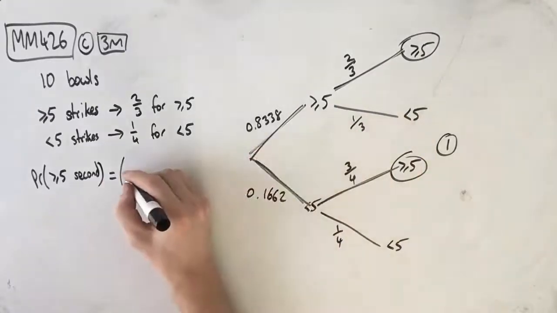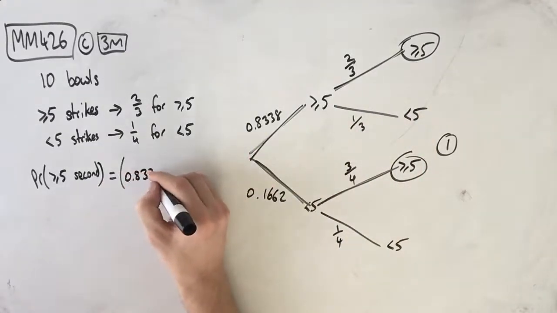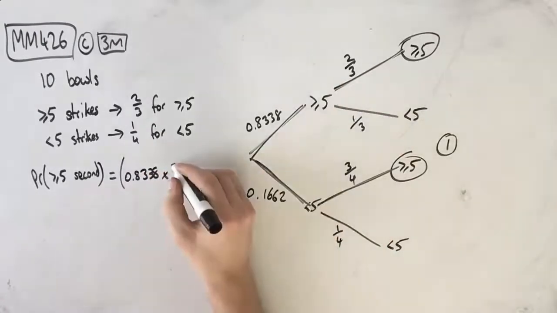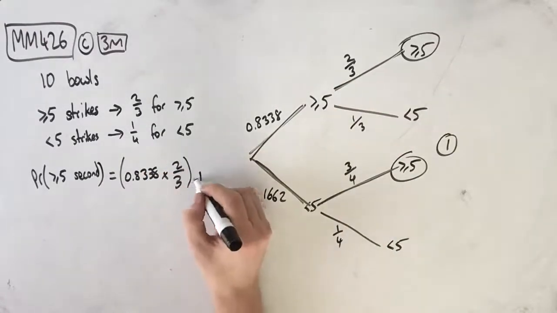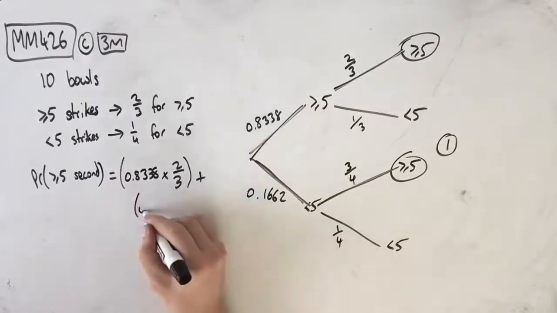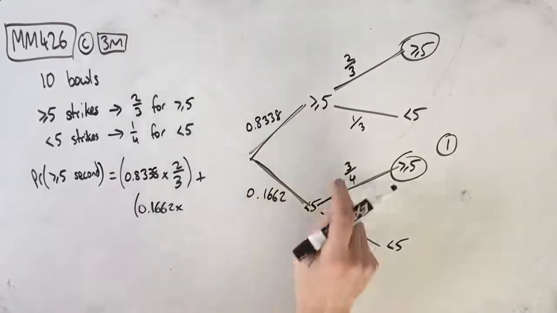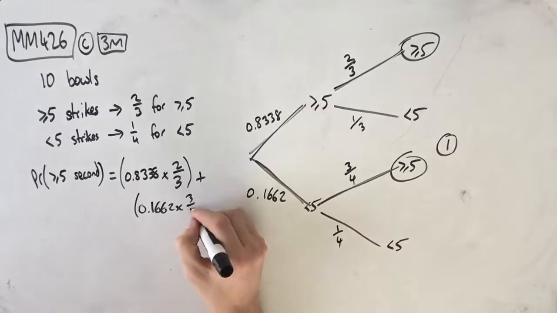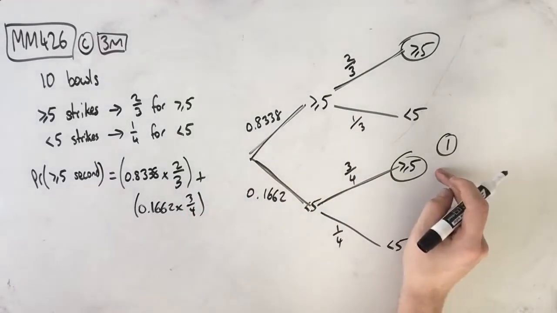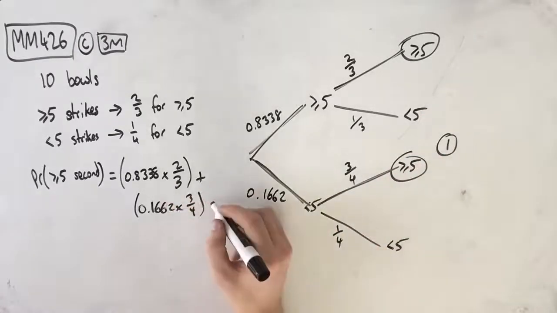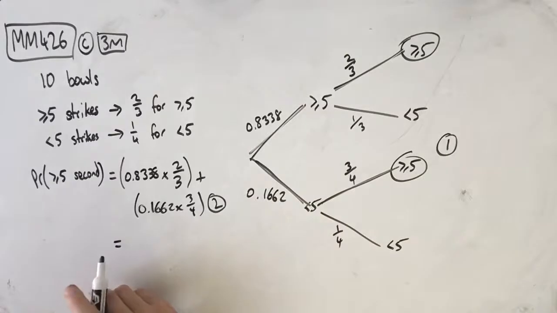So 0.8388 times 2 and 3, plus 0.1662 times 3 and 4. Awesome. And these are the only two paths that can result in him scoring at least 5 in the second game. So these are the only ones we know. So that's our second mark.